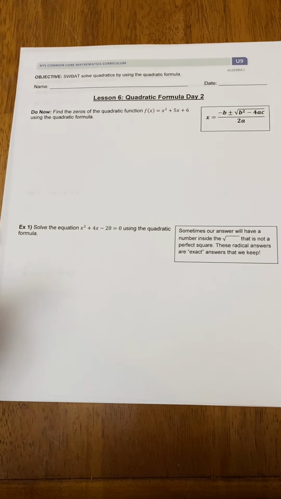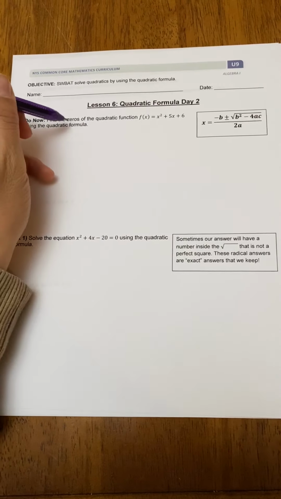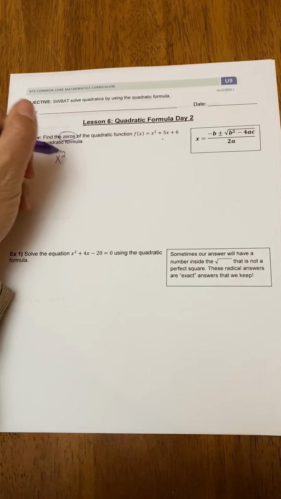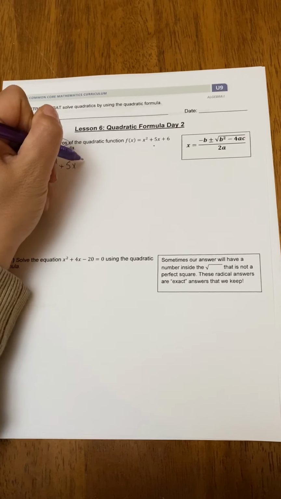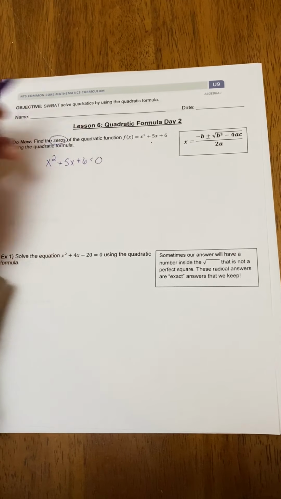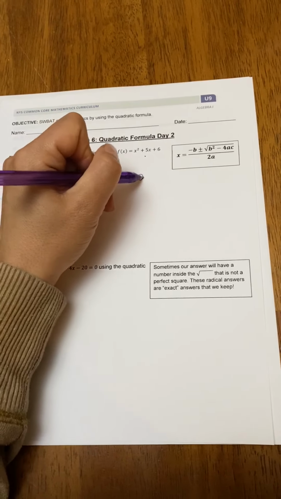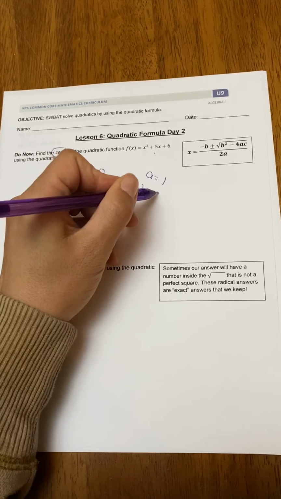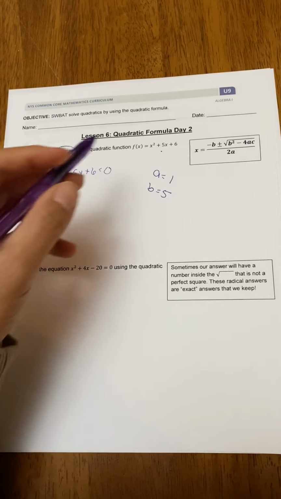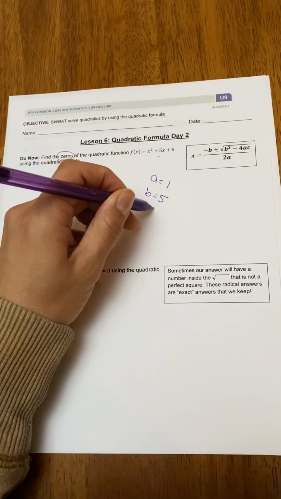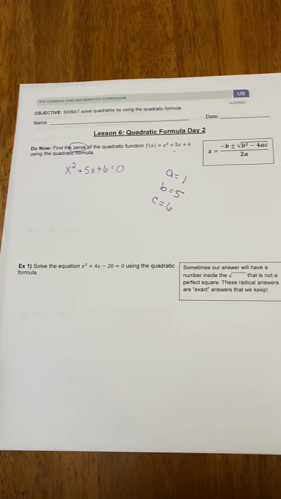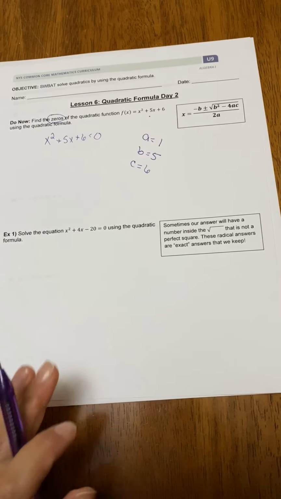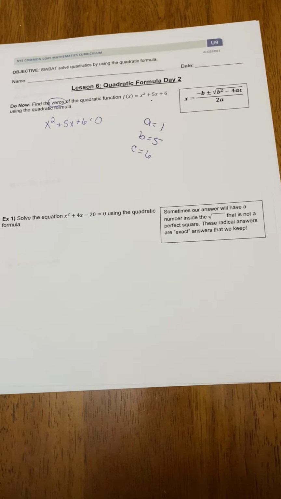All right, so for your do now real quick, just a reminder, when we're finding the zeros, we have to take this piece and set it equal to 0. So it's x squared plus 5x plus 6 equals 0. I have my a as 1. My b is in front of the x, so that's 5. And my c is the number, so that is going to be the 6. Okay. I'm not going to go through that whole thing right there because we're going to do more quadratic formula.